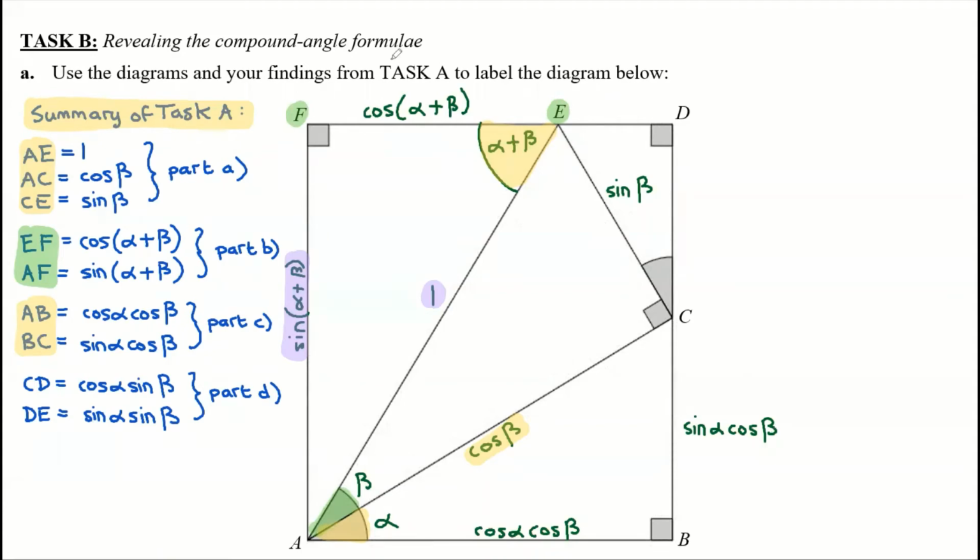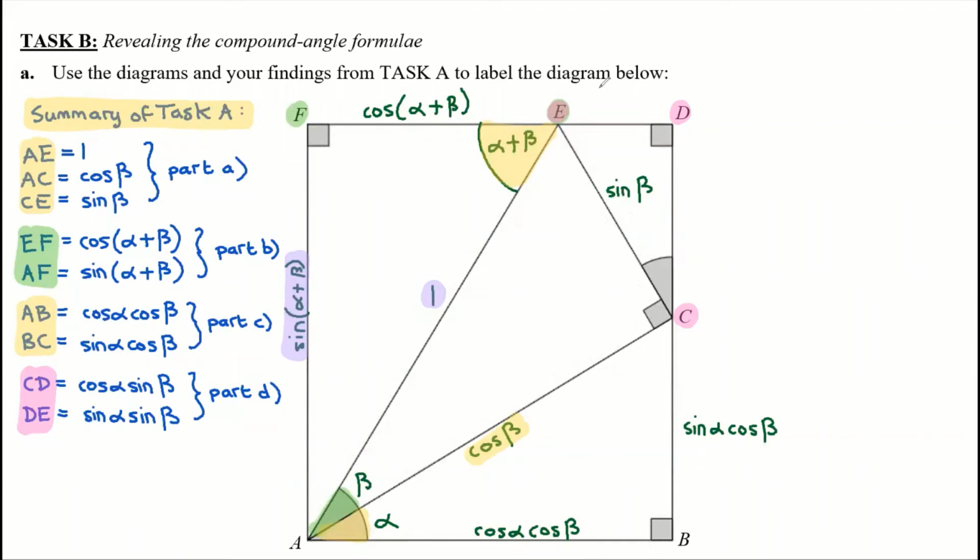So we've got CD and DE to label. Okay, that's great. So that's going to be the triangle up here in the top right. So we can just add those sides on. Notice that the hypotenuse of that triangle is sine beta because it's shared with the side EC on the triangle ACE. So that's good. So we just add those on.